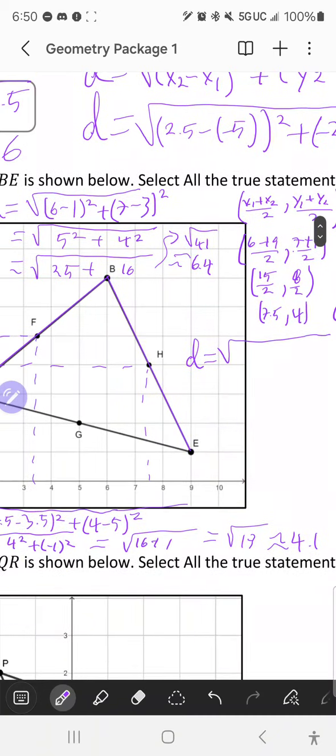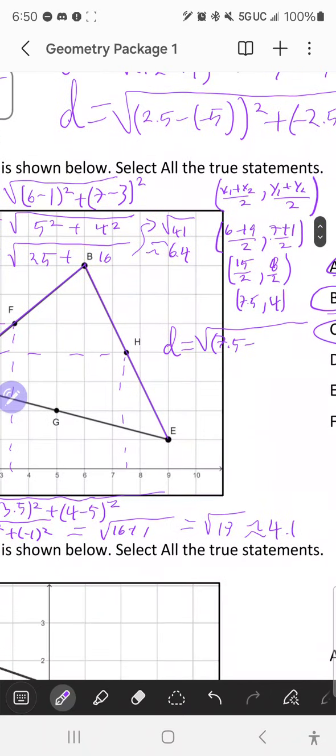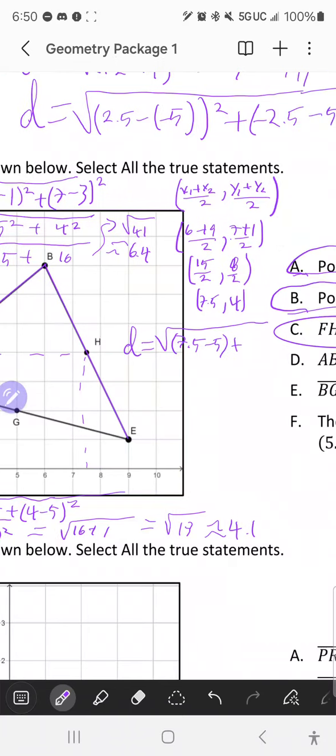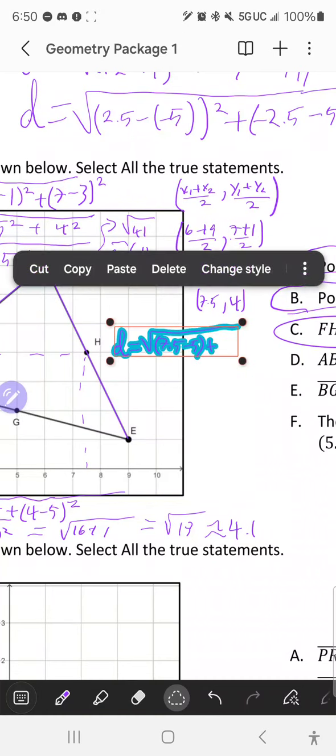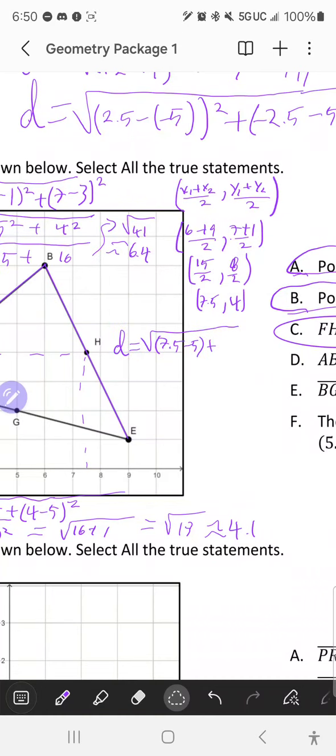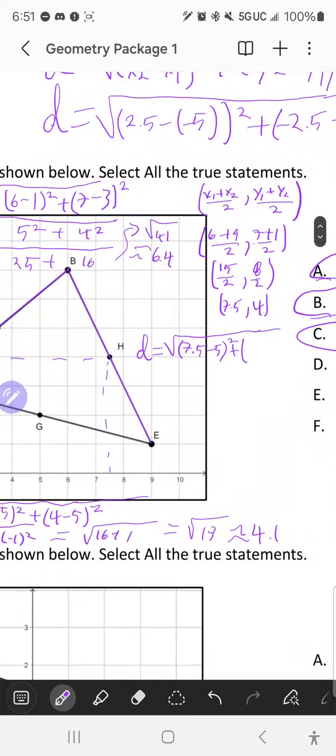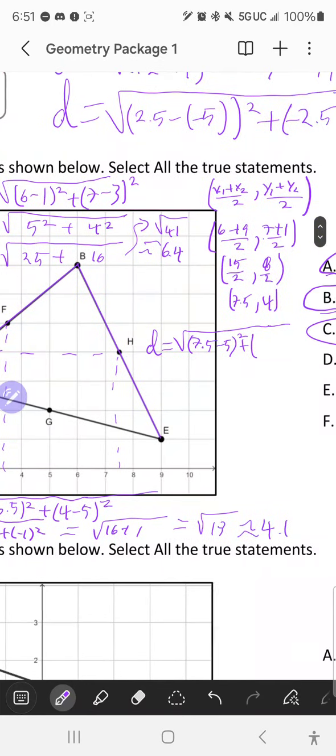X2 is going to be 7.5 minus 5 plus... I make this smaller so I can keep working. But this is a square plus 4 minus 2 square, so we get 2.5 square plus 2 square.